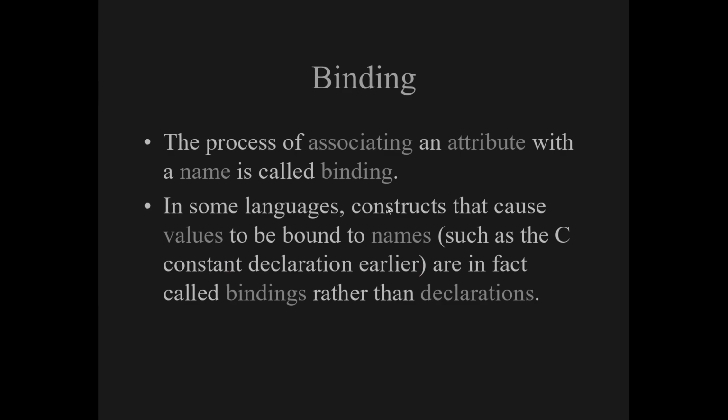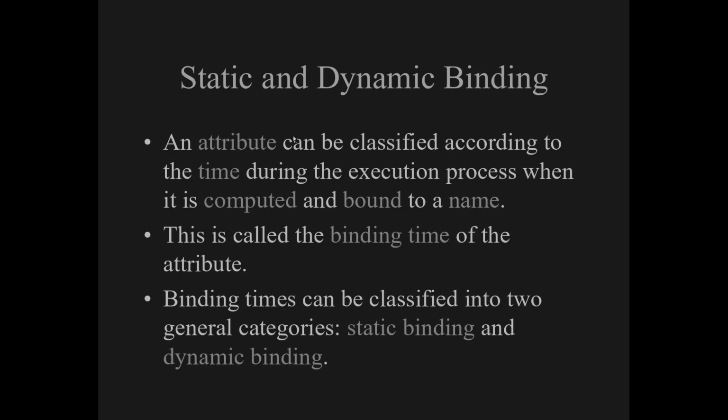Now, these constructs that associate a name with some value or with some attributes are called bindings. Okay. The process of associating an attribute with a name is called binding. Okay. And binding has two types. One of them is static and the other one is called dynamic. And this refers to the time that the binding happens at.